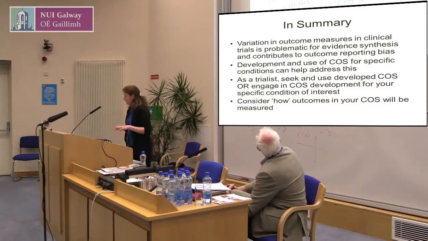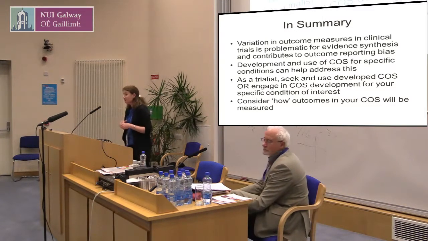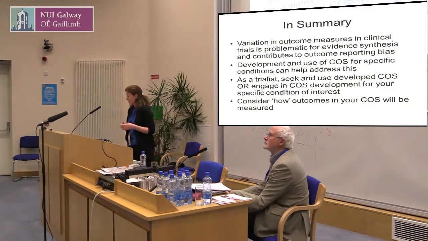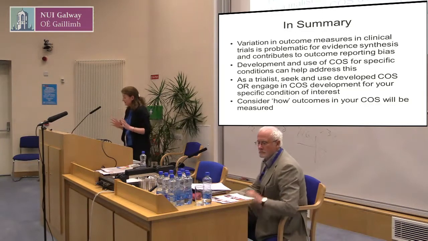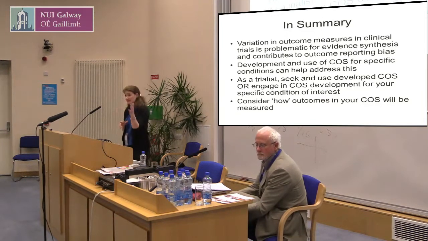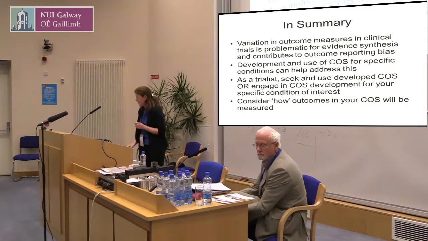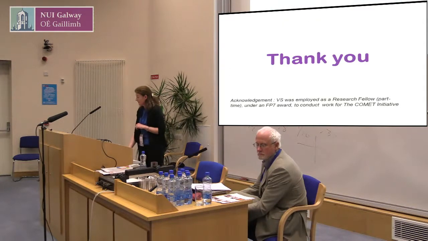So in summary, variation in outcome measures in clinical trials is problematic for evidence synthesis, and it does contribute to outcome reporting bias. Developing and using core outcome sets for specific conditions will help address this. As a trialist, I would strongly recommend you either seek, and if you can't find, develop core outcome sets for your specific condition of interest, and consider finally how the outcomes in your core outcome set will be measured within your trial. So thanks very much.